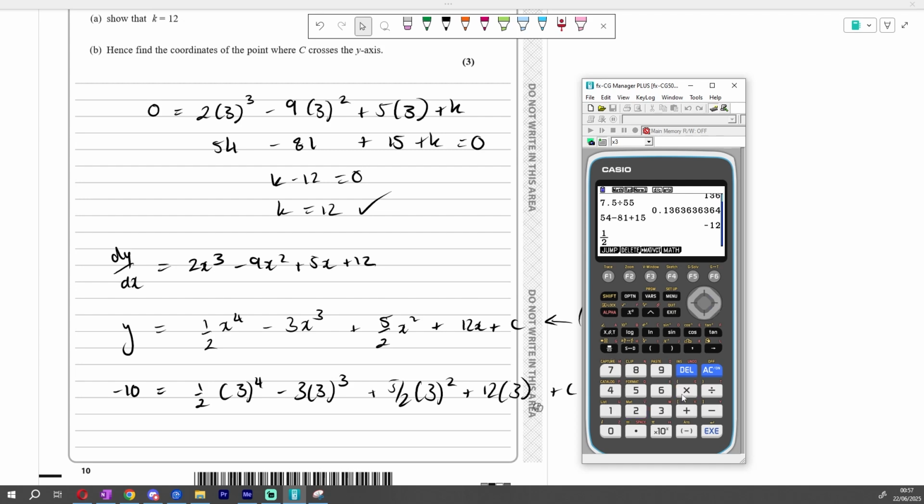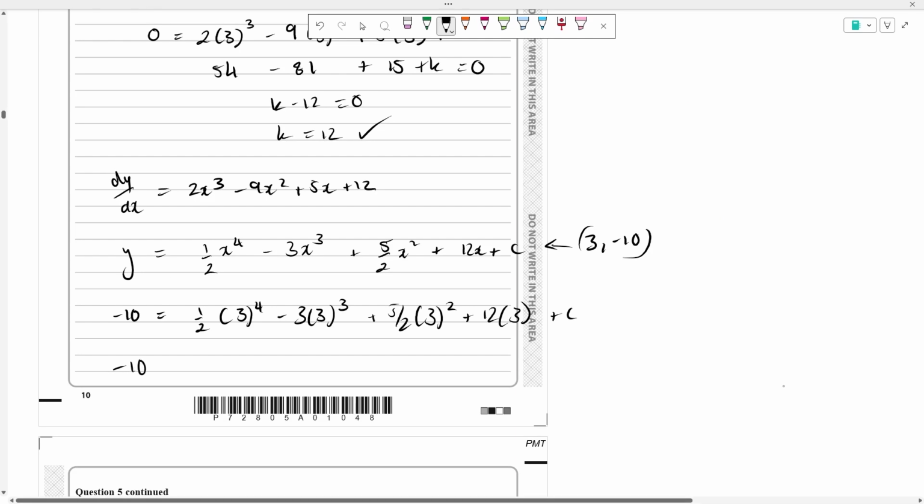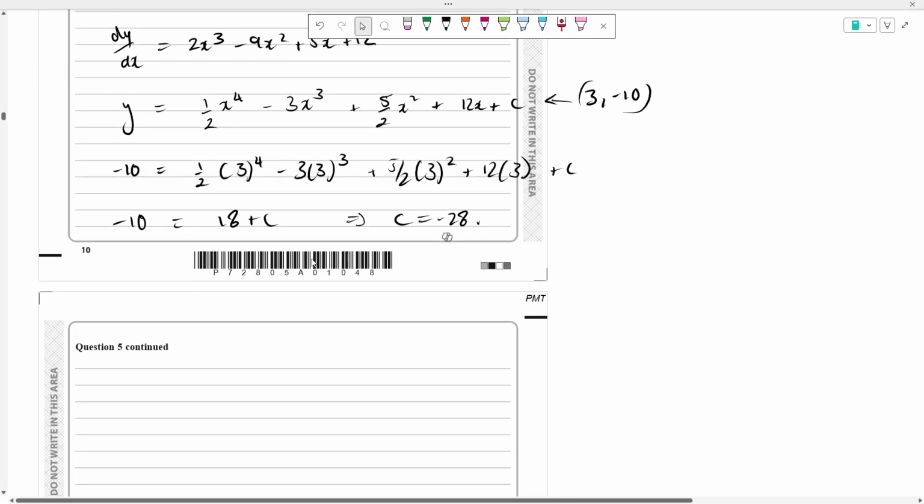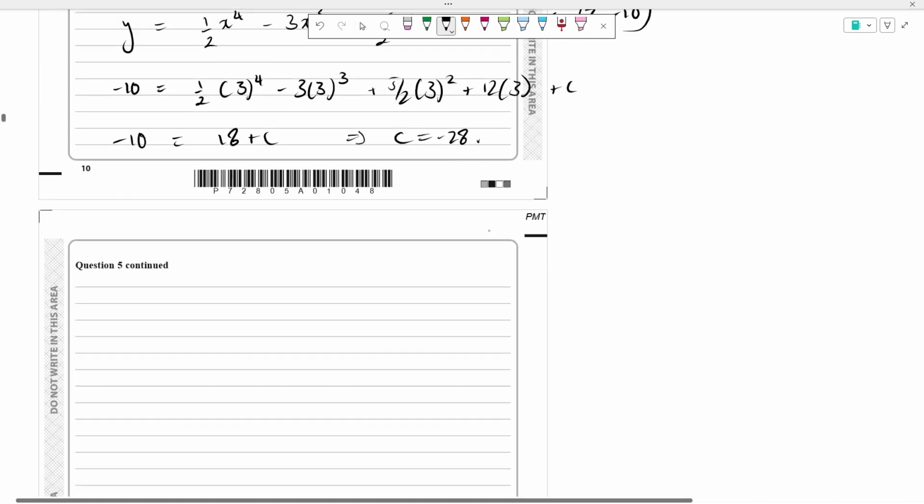A half times 3 to the power of 4 minus 3 times, I'm going to put 27 just so I'm lazy, 5 over 2 times 9 plus 36. Cool, so that gives us -10 is equal to 18 plus c. Therefore, c must equal -28. Our coordinate of the point, because it's asking us in terms of a coordinate, since it's a y-intercept, it's just going to be (0, -28).